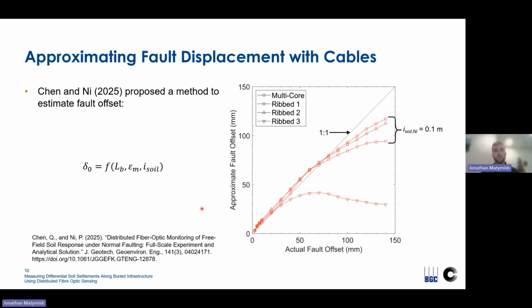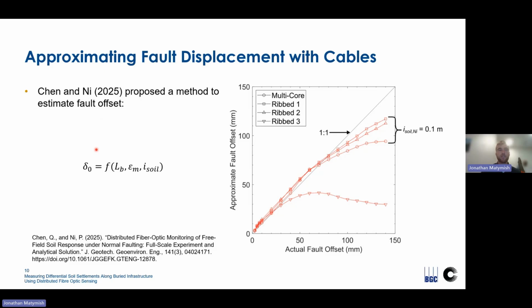So with these strain profiles, some other researchers have been interested in trying to use those strains to estimate fault offset. So in this slide, we're showing the actual fault offset we imposed versus the approximate fault offset that we calculated using the analytical method proposed by Chen and Yi 2025.